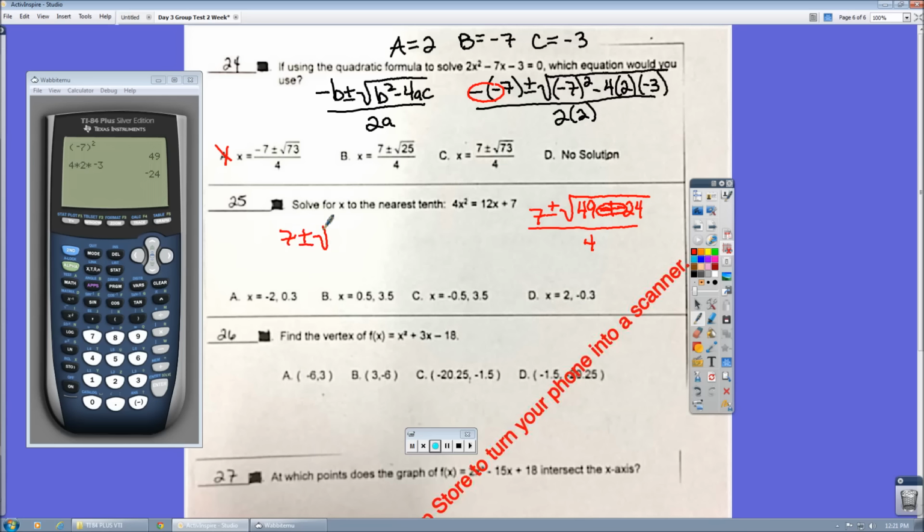So let's clean it up here. 49 plus 24. 49 plus 24. That's going to give us a value of 73. And if you look right here, it looks like our answer choice is going to be C. Totally rad.